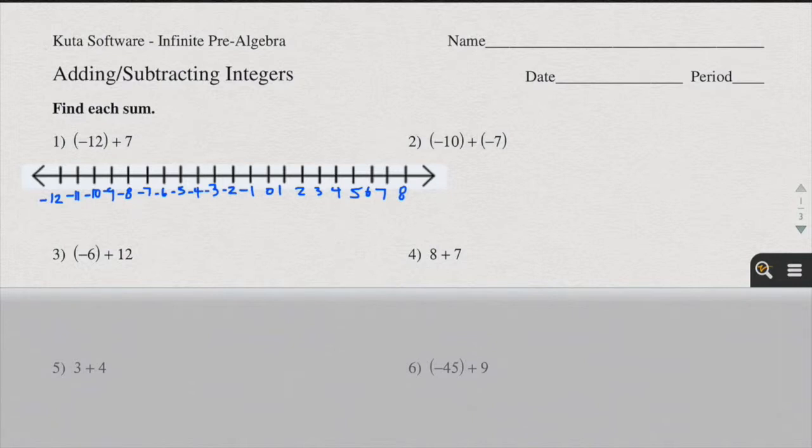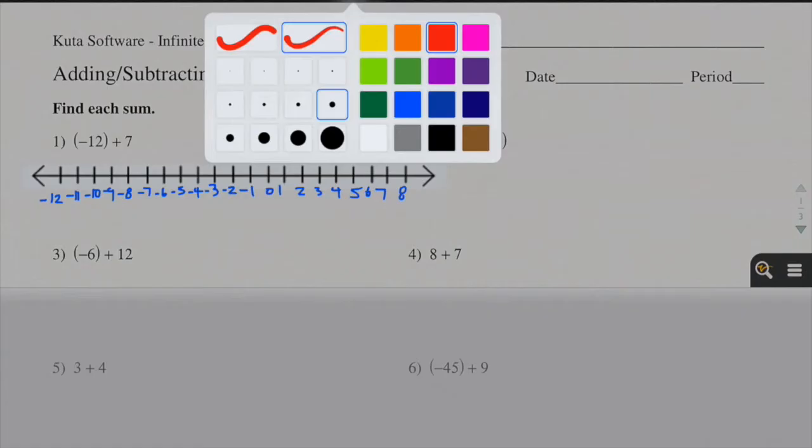One of the things that you have to understand on this is there's times where you're going to be going backwards on the number line and then adding a positive number, and you have to figure out where you're at on the number line to get the right value. So let's start with number 1. It's saying negative 12 plus 7.